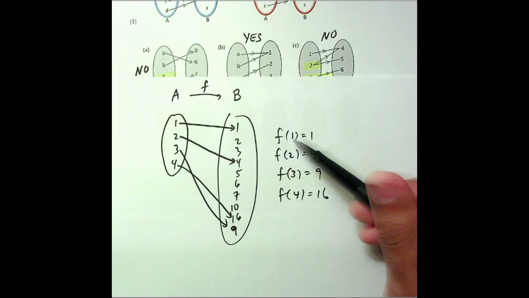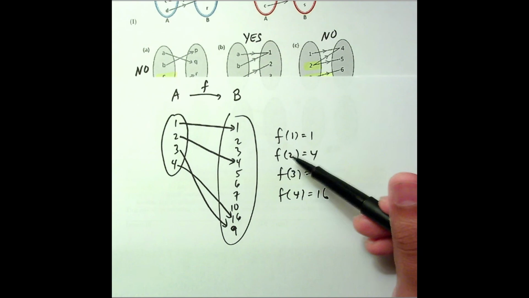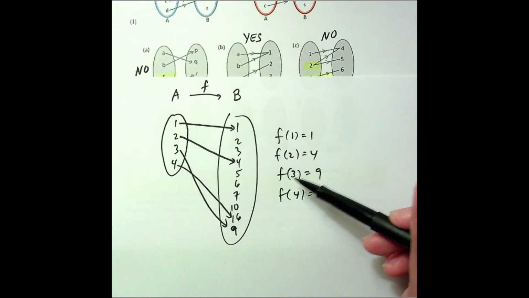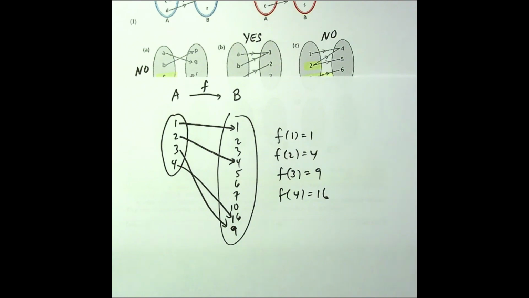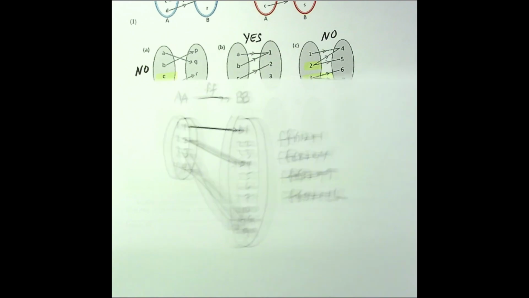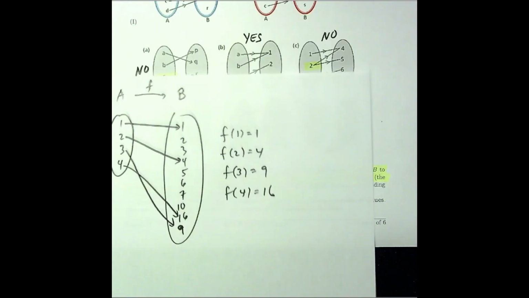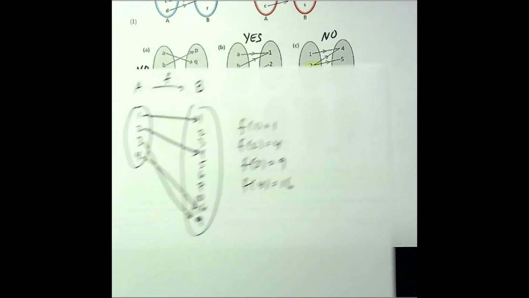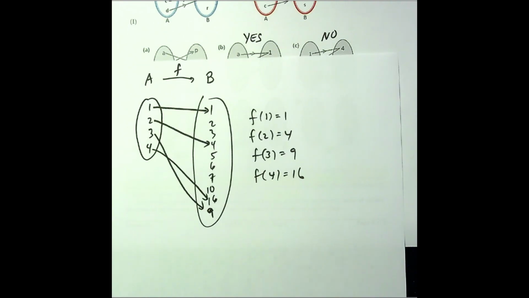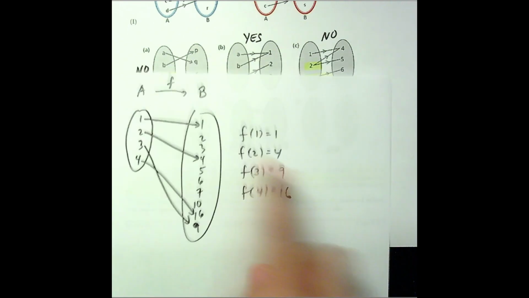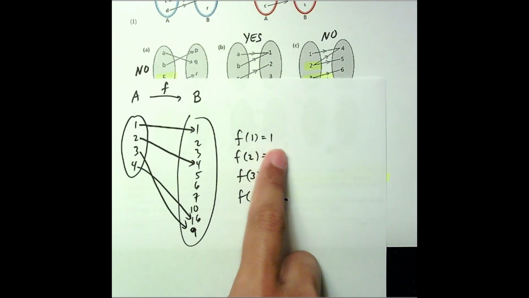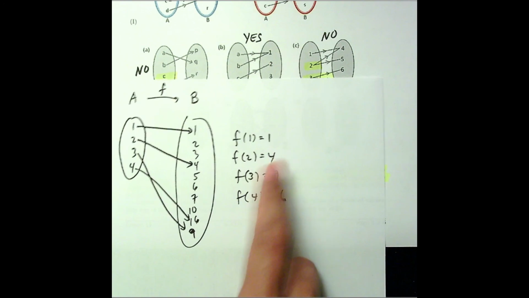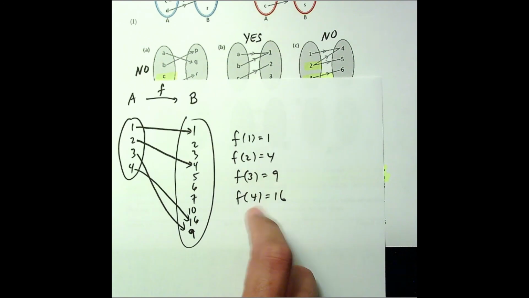So when the input is 1, the output is 1. When the input is 2, the output is 4. When the input is 3, the output is 9. When the input is 4, the output is 16. So that's a more convenient notation that we use for functions. And when we're evaluating the function, we sometimes say that we're plugging in the input. So if this is my function, then when I plug in 1, I get 1. When I plug in 2, I get 4. When I plug in 3, I get 9. And when I plug in 4, I get 16.